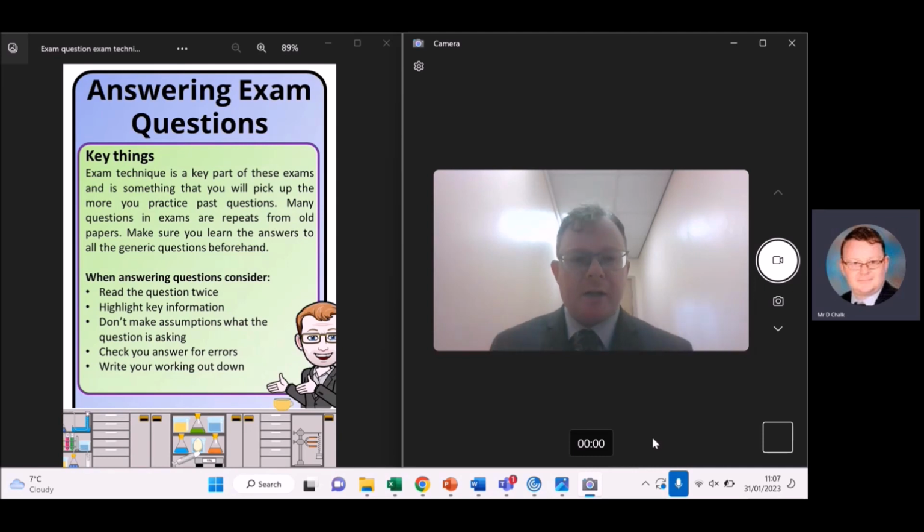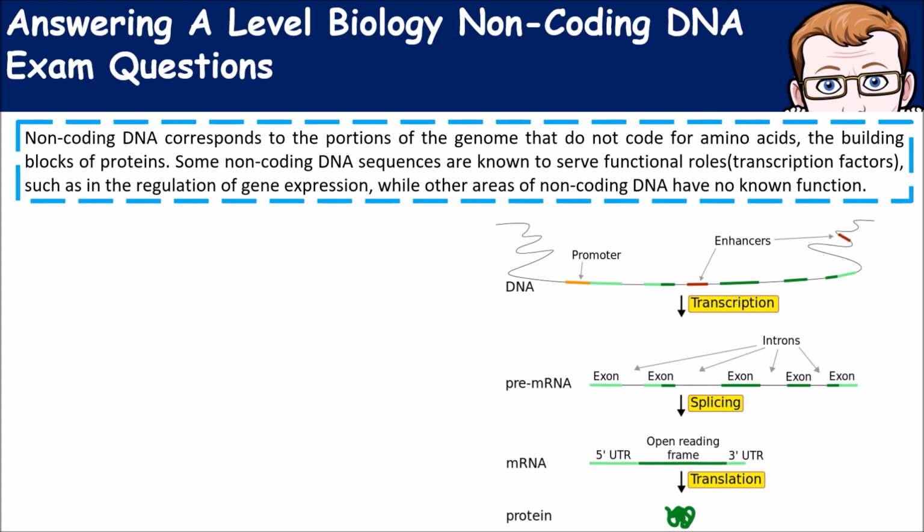Right, let's have a look at the question. Non-coding DNA corresponds to the various portions of the genome that do not code for amino acids. So some non-coding DNA sequences are known as transcription factors, such as regulatory genes, while other areas of non-coding DNA we still don't know the function for.